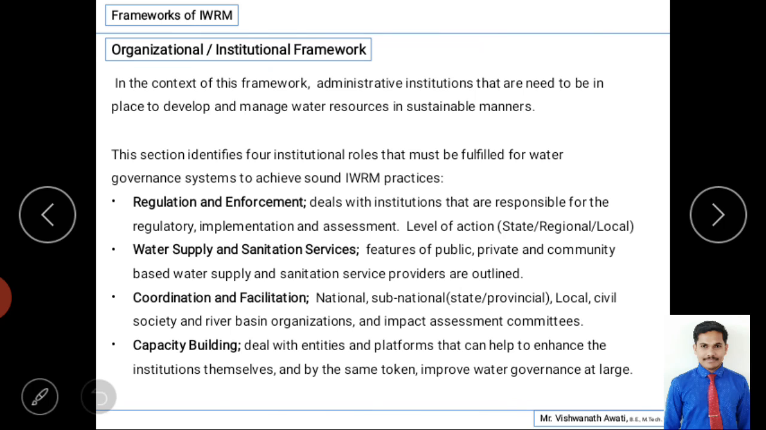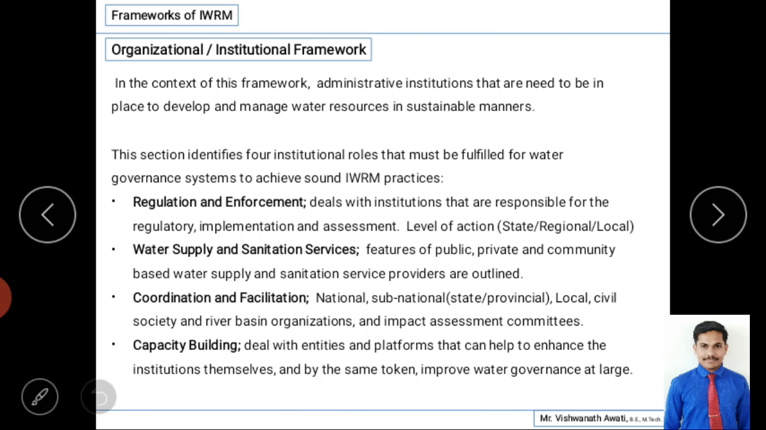It deals with institutions that are responsible for regulatory implementation and assessment, and it requires a level of action at the state level or regional level or local level. Even they have some boundary, even it shows the regulation and enforcement boundary.